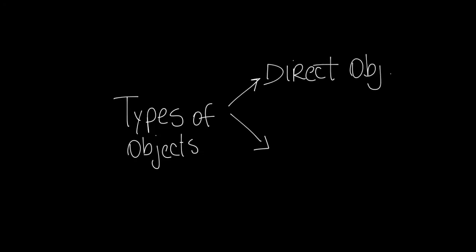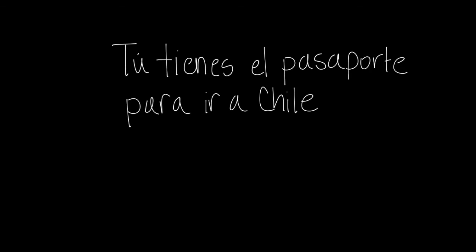Now we're going to take a look at the types of objects. Every sentence has a direct object and an indirect object. Let's take a look at this sentence. Tú tienes el pasaporte para ir a Chile. You have the passport to go to Chile. So tú is my subject, tienes is my verb, and el pasaporte is my direct object.